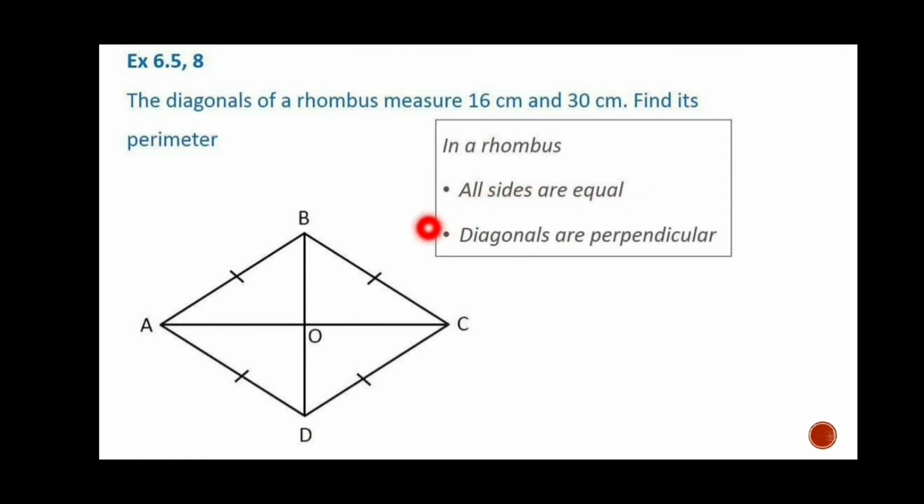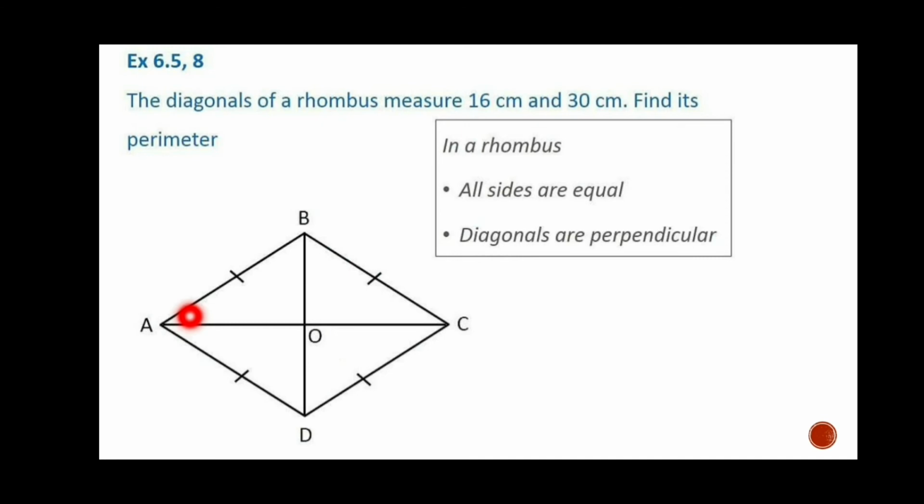are equal. In a rhombus, as in a square, all the sides are equal. In a rhombus also all the sides are equal and the diagonals are perpendicular, means they intersect each other at a 90-degree angle. They are making a 90-degree angle at this point O when they intersect. So the two diagonals are given, 16 centimeter and 30 centimeter. We have to find the perimeter, means the sum of all the sides of a rhombus.